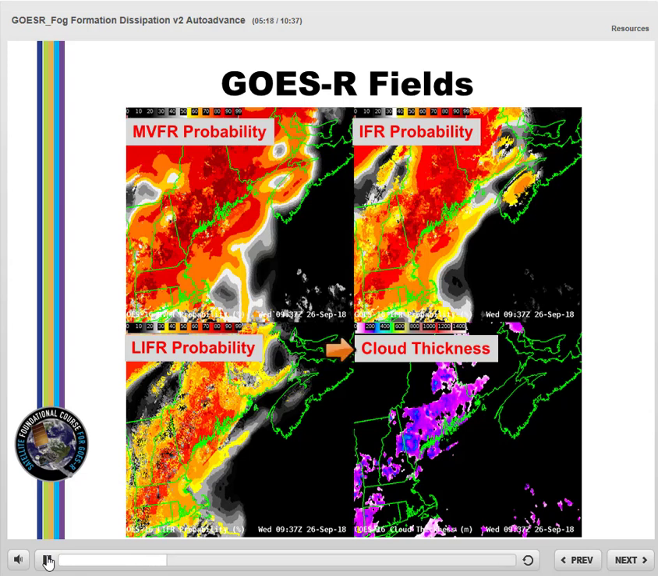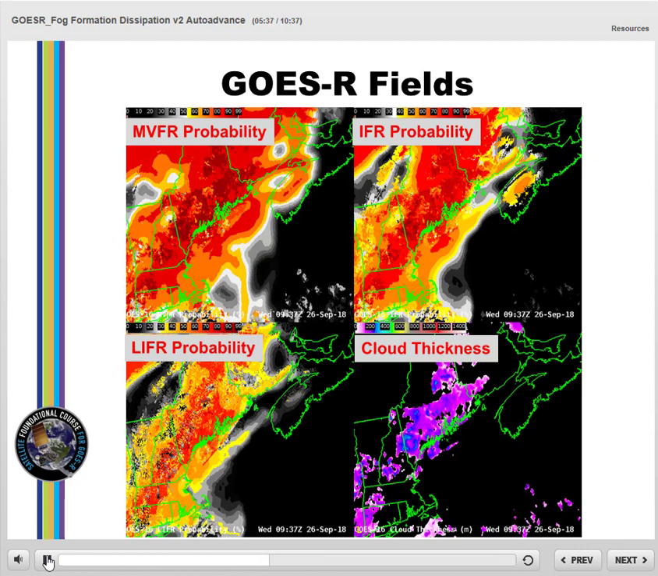Cloud thickness is a GOES-R product that estimates the vertical thickness, cloud base to cloud top, of the lowest water-based cloud layer. This product is essentially a lookup table that compares 3.9 micrometer emissivity to SODAR observations of cloud thickness off the west coast of the United States.